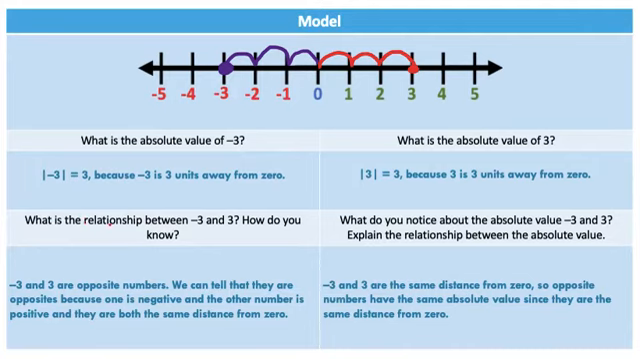So what is the relationship between negative 3 and 3? How do you know? Negative 3 and 3 are opposite numbers. We can tell that they are opposites because one is negative and the other number is positive, and they are both the same distance from 0. And then what do you notice about the absolute value of negative 3 and 3? Explain the relationship between the absolute values. Negative 3 and 3 are the same distance from 0. So opposite numbers have the same absolute value since they are the same distance from 0.